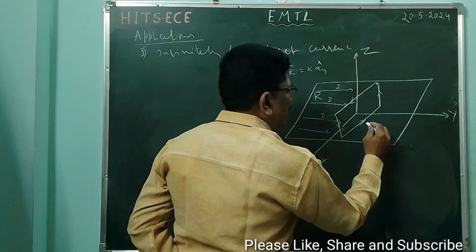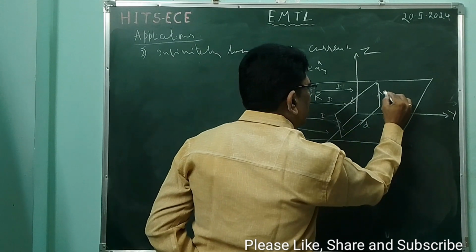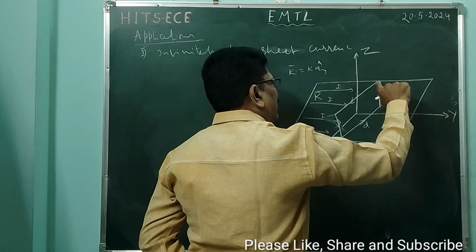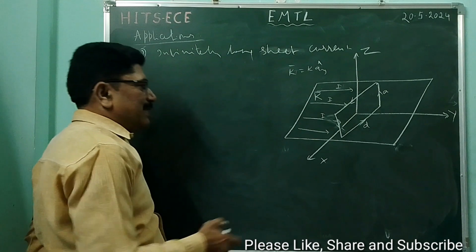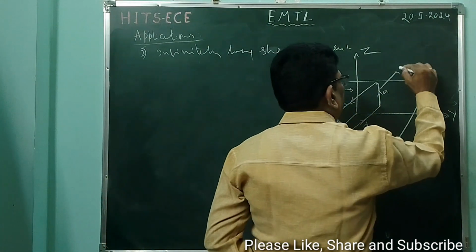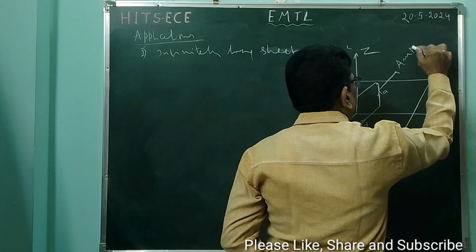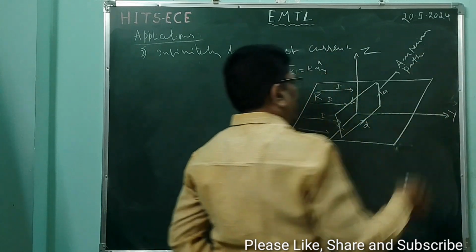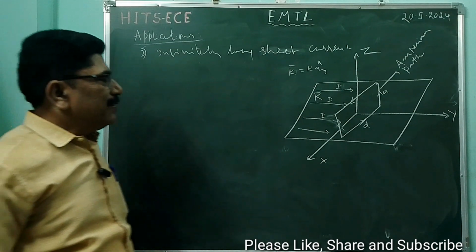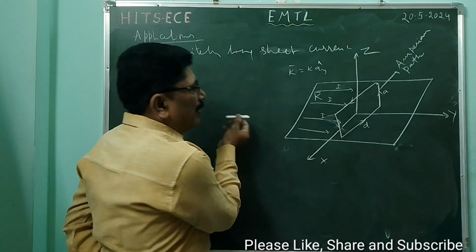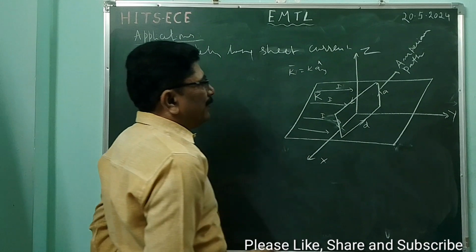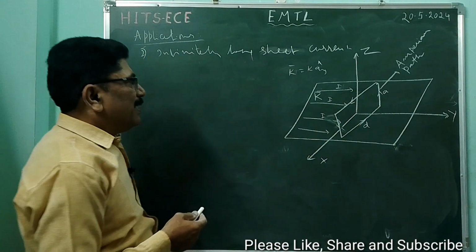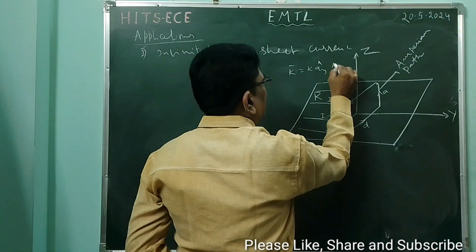Let this distance be D and let this be A. Length be D and width be A. This is the Amperian path. We will find the magnetic field intensity due to the current flowing through this path. That current density is given by K equal to K aY cap, amperes per meter.